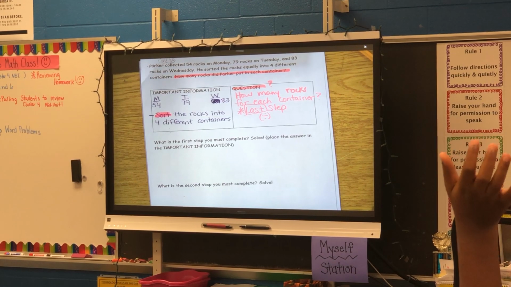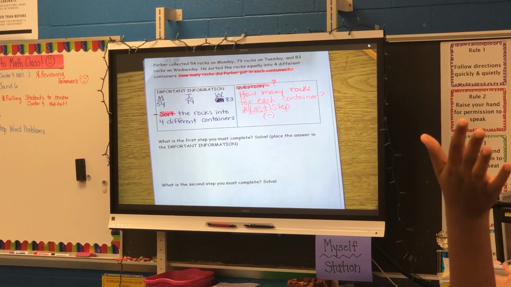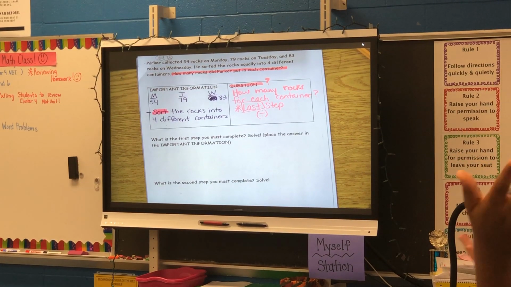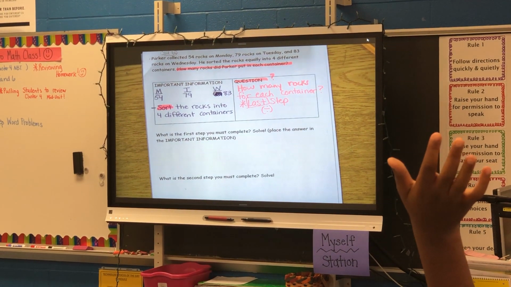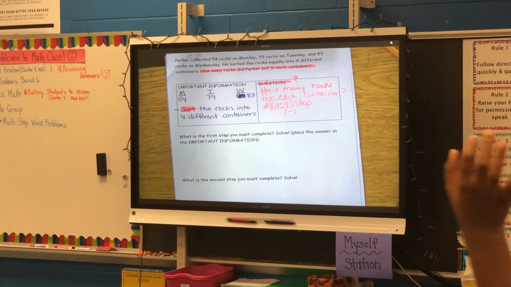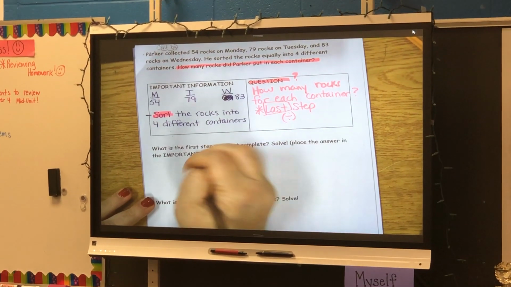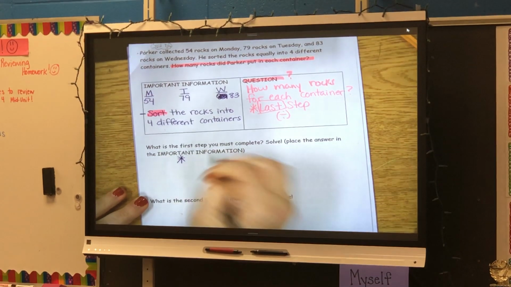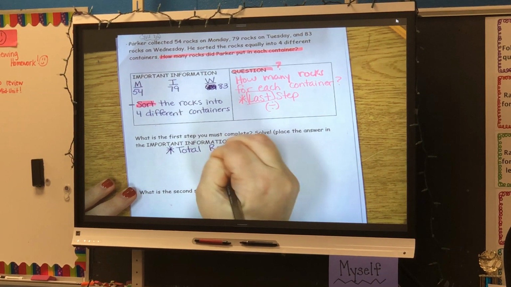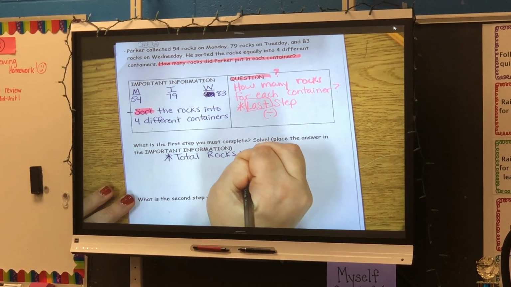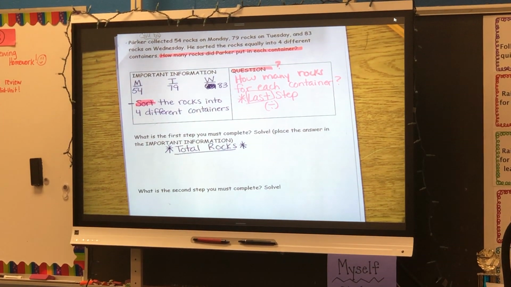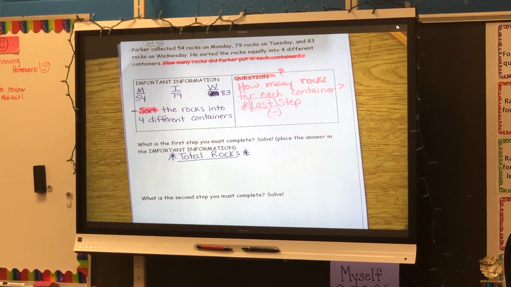And I love what you said. You said before we could figure out what he's going to put in each container, we first have to find the total amount of rocks. You add first, then you would divide, so it's a 2-step problem. Yes. So first step, we're going to find the total number of rocks. To find the total of something we can multiply or add. It makes more sense to add, right?